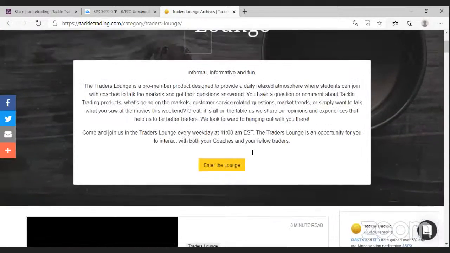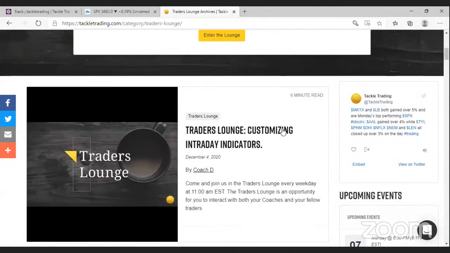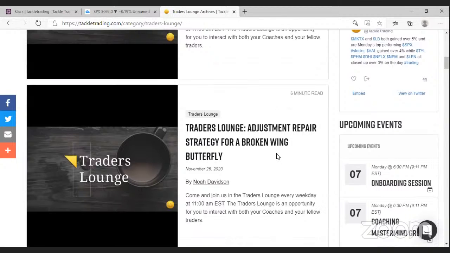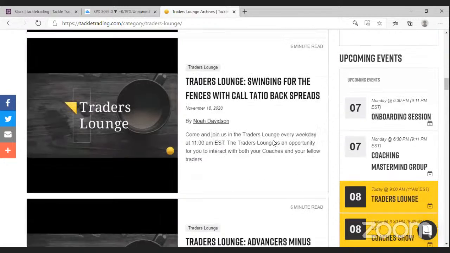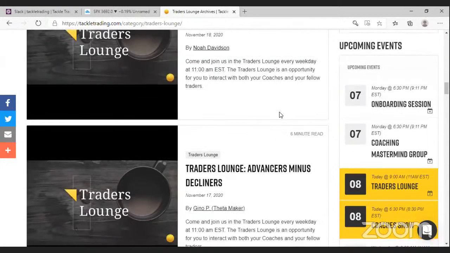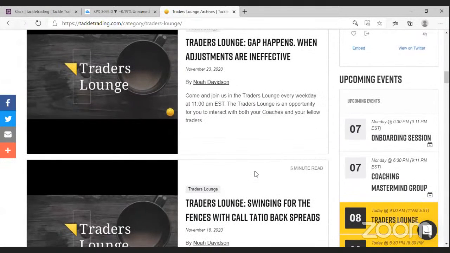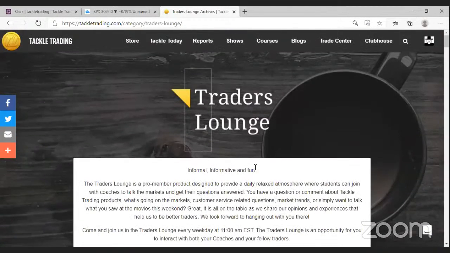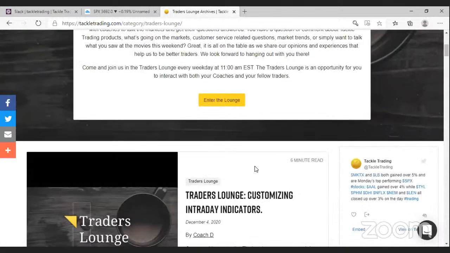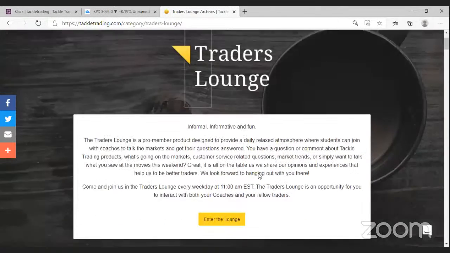So you can find the information to get you into the lounge here, just by clicking on the lounge, but you'll find the snippets: intraday indicators, repair strategy for broken wing butterflies, trading off of gaps, back spreads. Lots of different things will be discussed in that lounge, so it's definitely worth keeping up with some of the snippets. If your schedule is such that you just can't join at 11 a.m. Eastern, but you have a question, let us know. We'll do our best to accommodate you, get a little snippet for you and get it in here as well. We're always happy to do our best to accommodate our team.